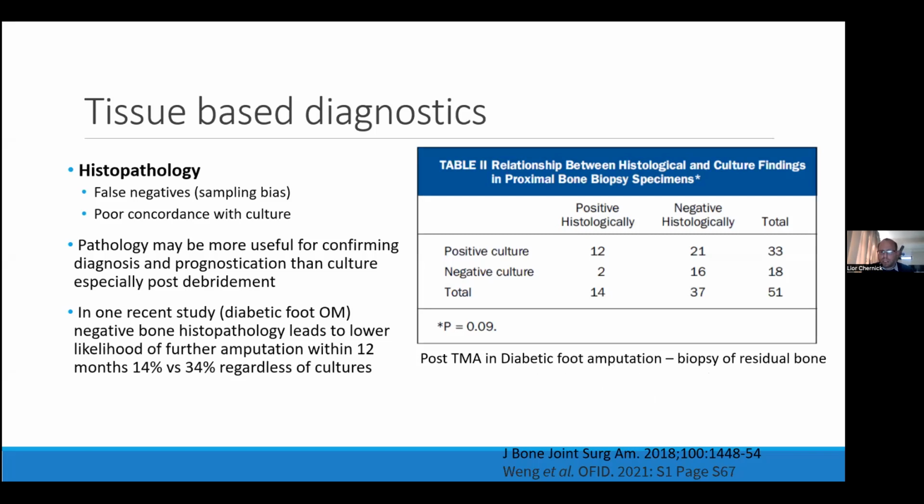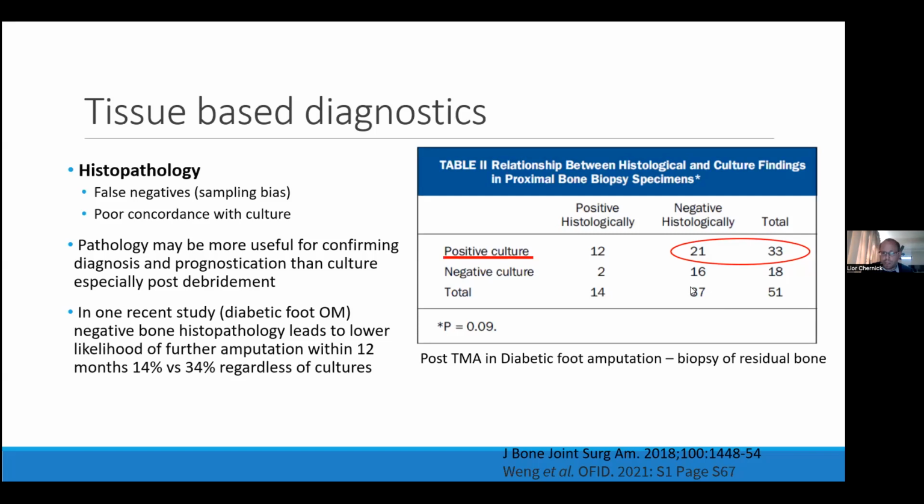It's thought that pathology is potentially more useful in confirming the diagnosis and prognosticating when you have source control, especially post-debridement. And this was from one study looking at patients, this is post-transmetatarsal amputation in the diabetic foot, and they biopsied the proximal end, so residual bone. And in patients with positive culture, 21 out of 33 actually had negative histology, and this was found to be predictive of a better prognosis.